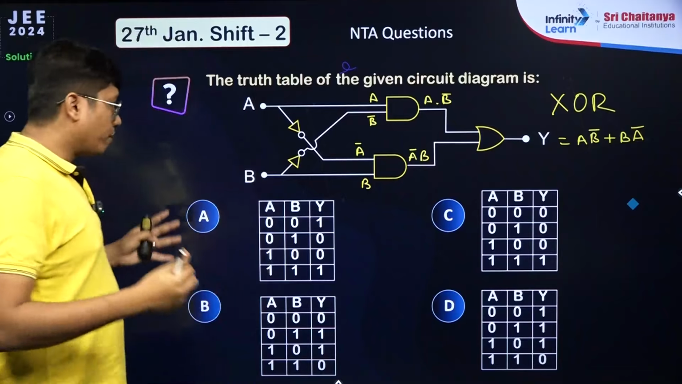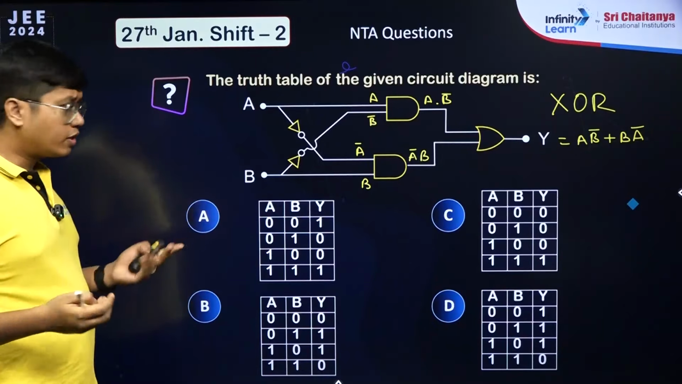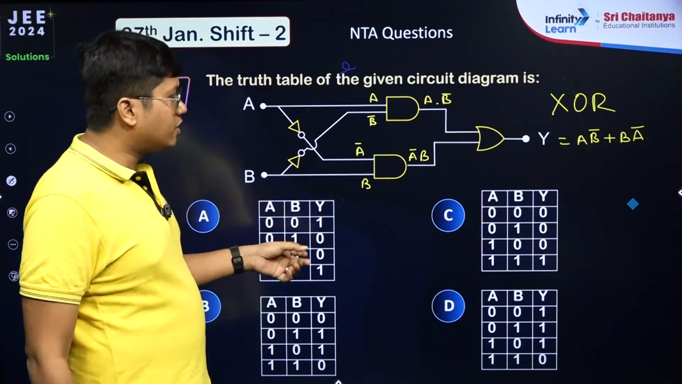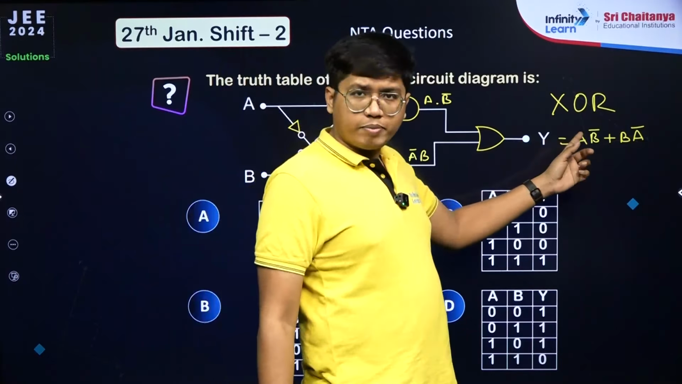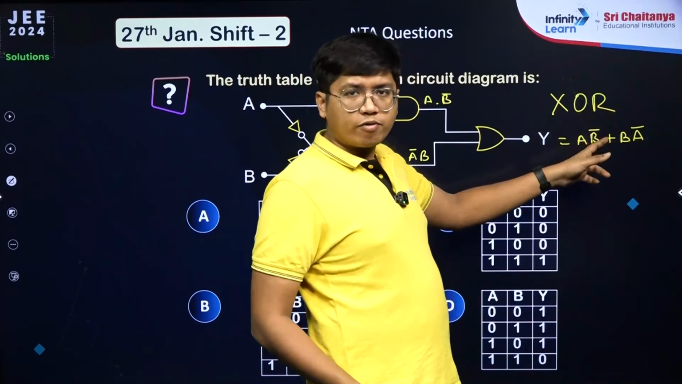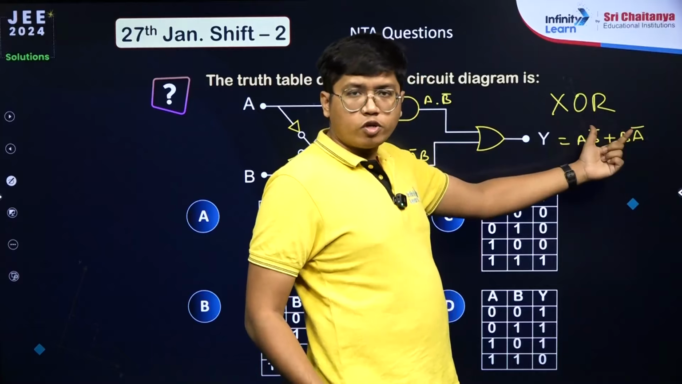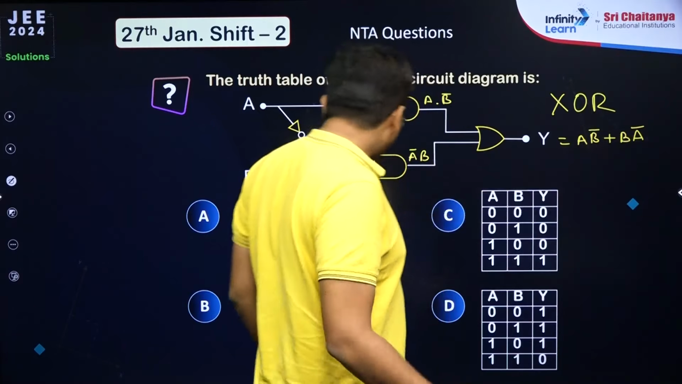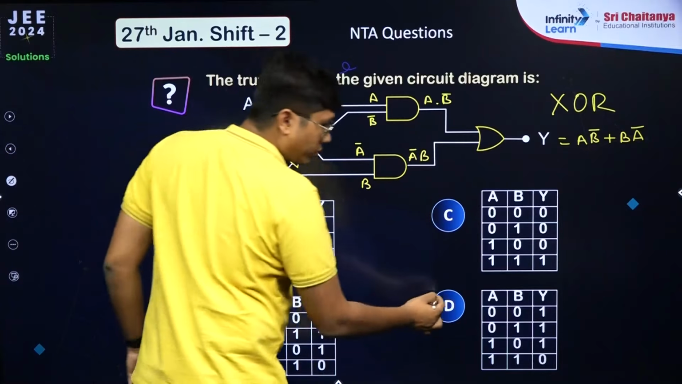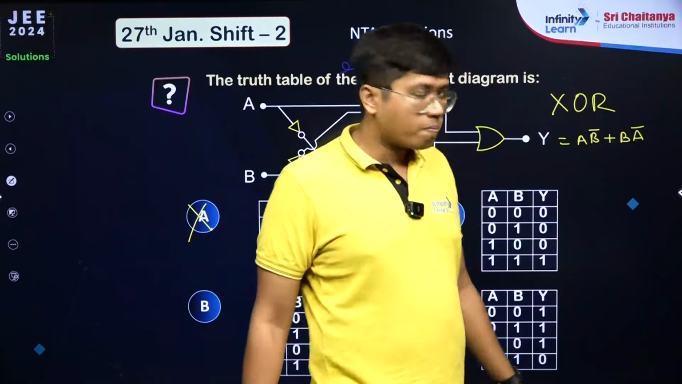So if you remember that this is an exclusive OR gate, if you want to create a truth table, let's check it. Suppose A is 0 and B is 0. Then it is going to be 0 into 1, because if B is 0, B bar would be 1. 0 into 1 plus 0 into 1, so it is going to be 0. So at 0, 0, it should be 0. That immediately eliminates this option and this option, because at 0, 0 your output should also have been 0.